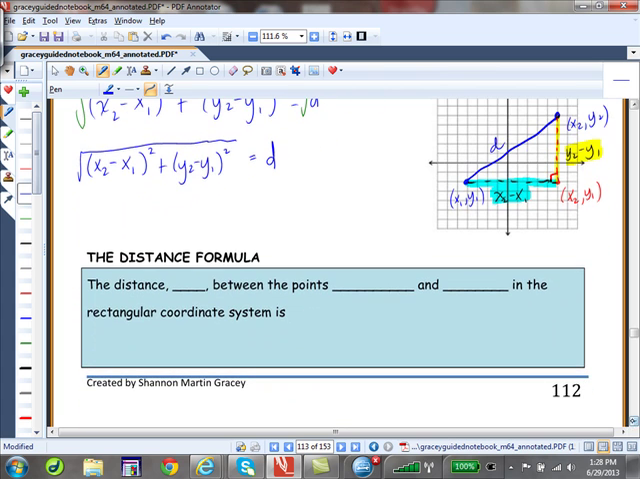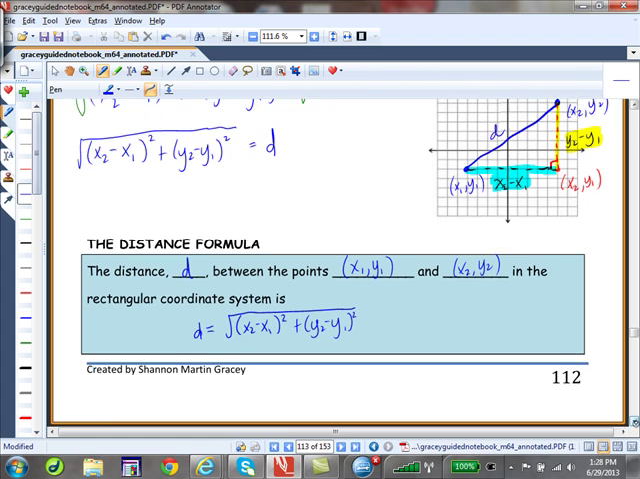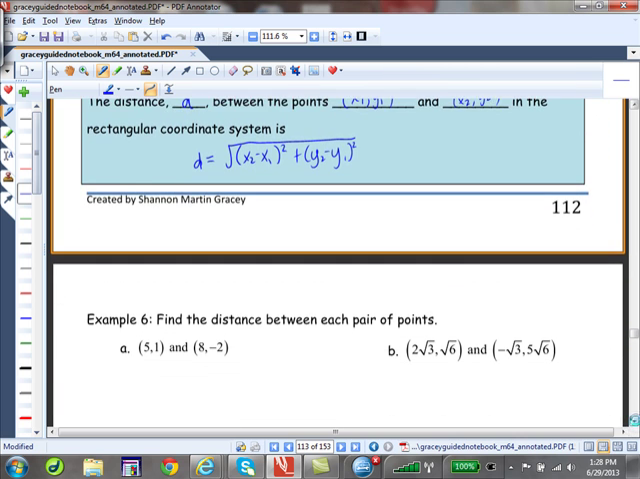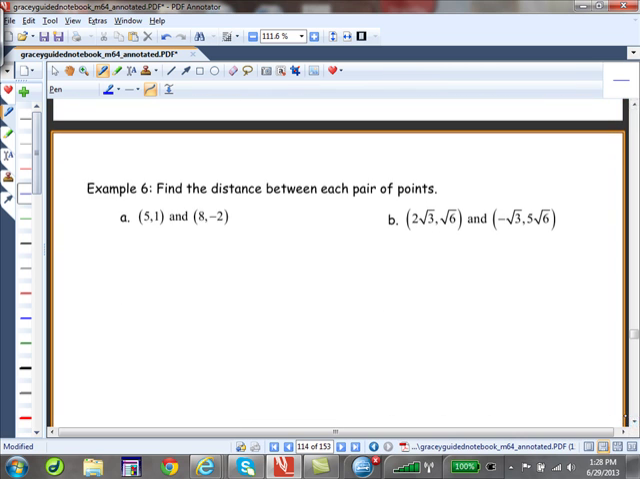So the distance d between the points x1, y1 and x2, y2 in the rectangular coordinate system is d equals the square root of x2 minus x1 quantity squared plus y2 minus y1 the quantity squared. So let's go into an example of using the distance formula. We've got a couple here. Why don't you go ahead and try A. Pause the movie, give it a shot.